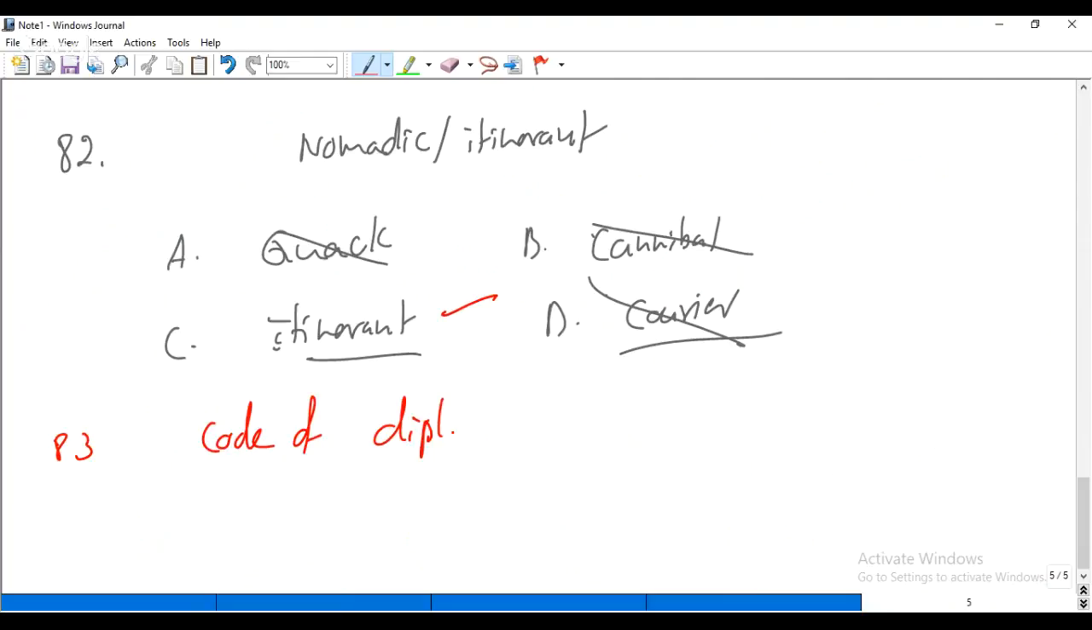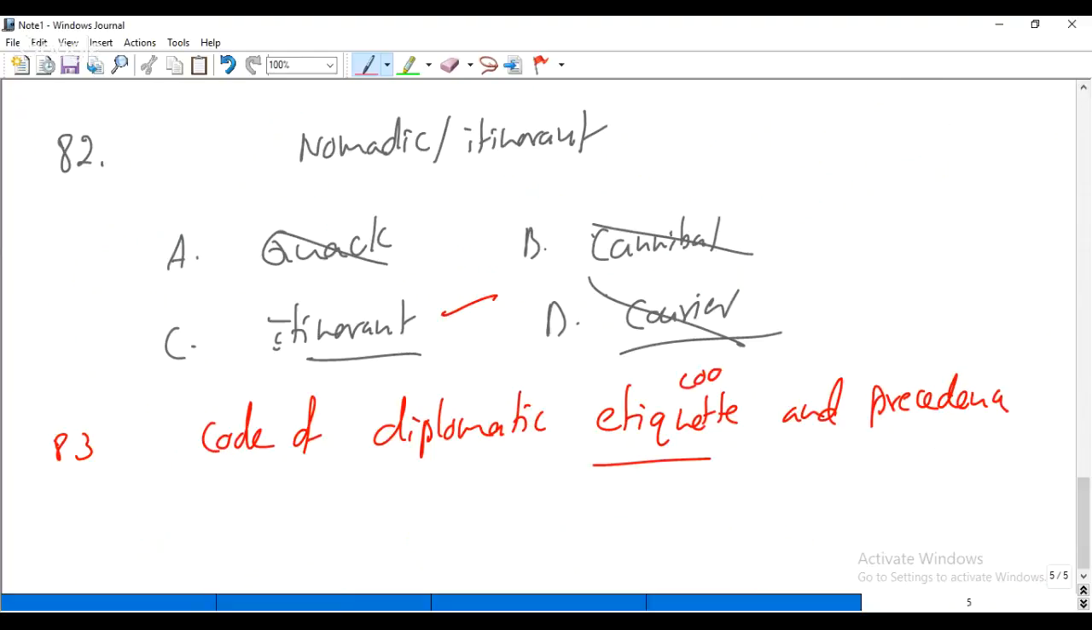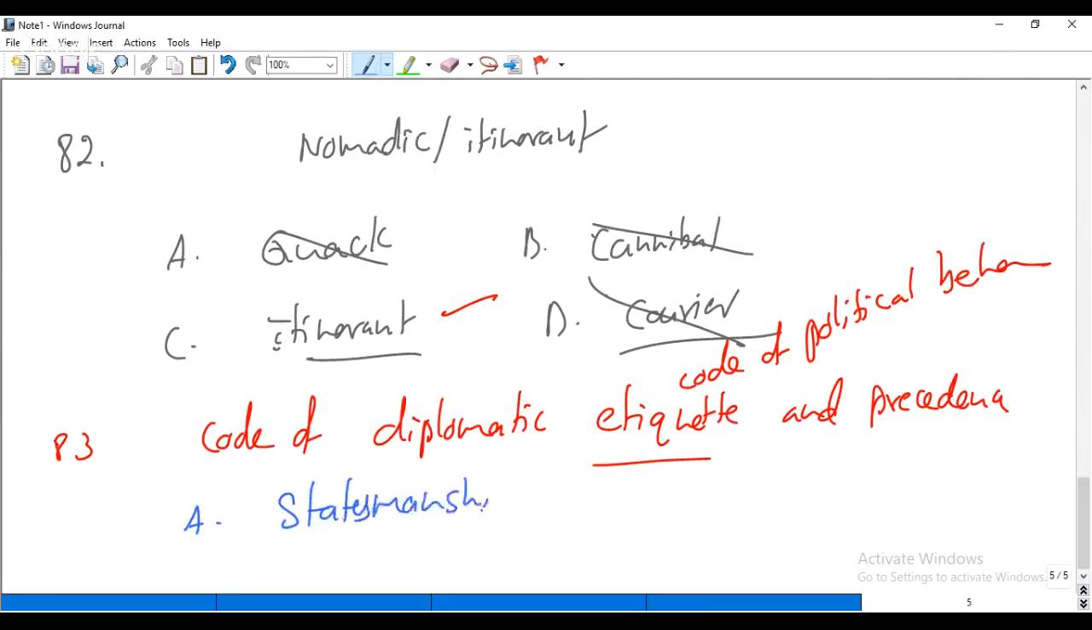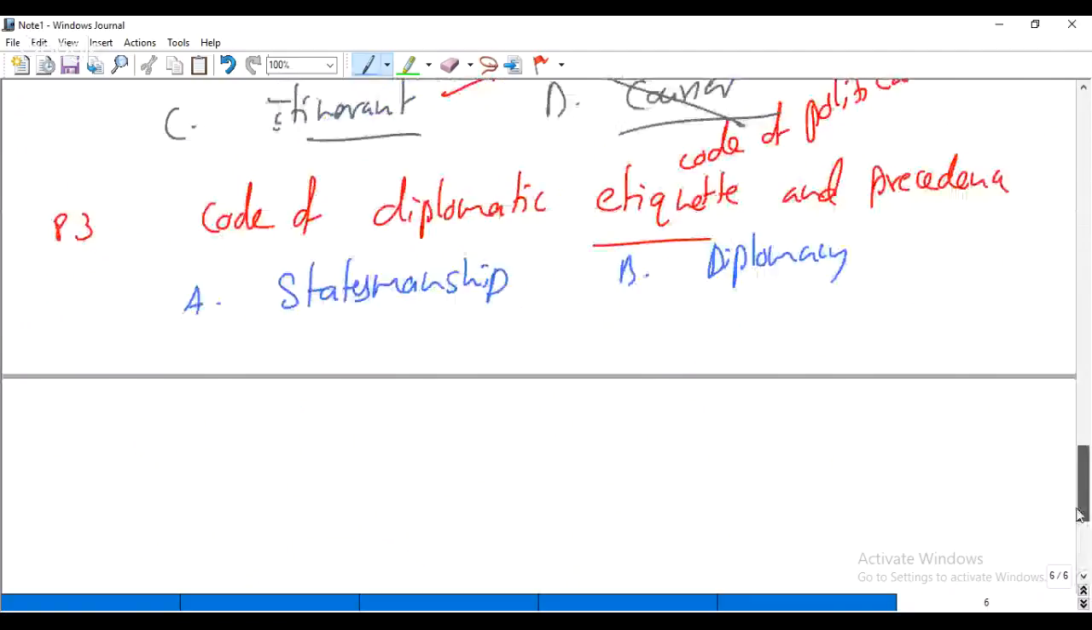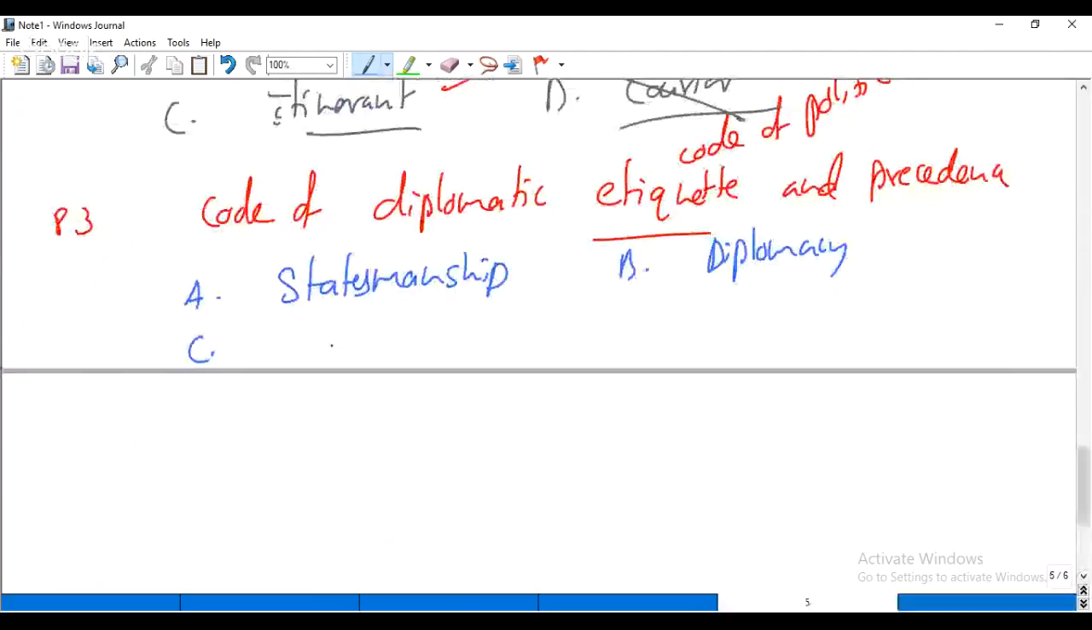code of diplomatic etiquette and precedence. So what is etiquette? Code of political behavior. Code of political behavior is said to be etiquette. So, code of diplomatic etiquette and precedence. So, let's see the options. A. Statesmanship. B. Diplomacy. C. Hierarchy. D. Protocol.